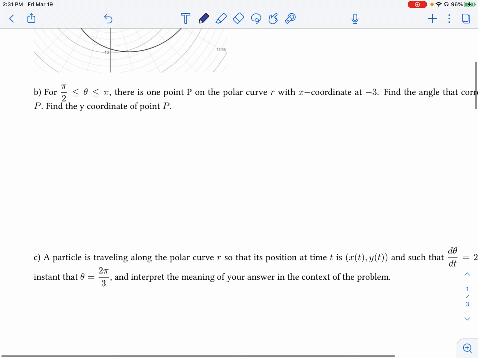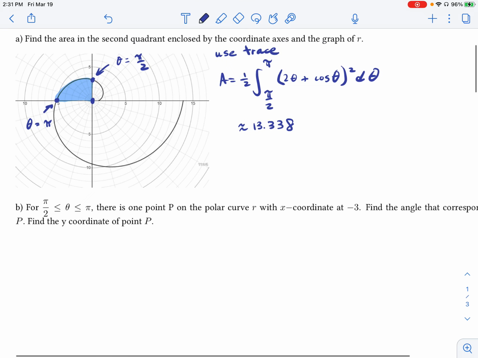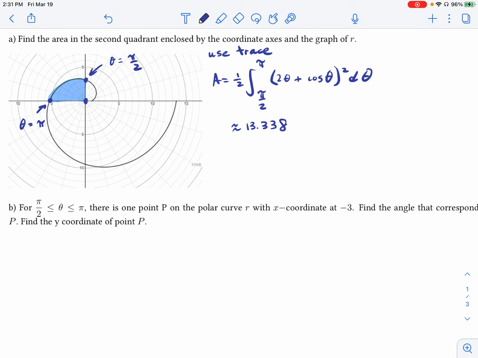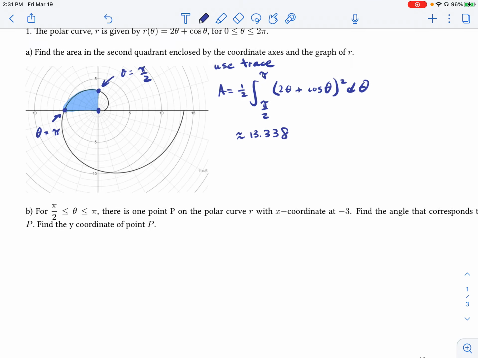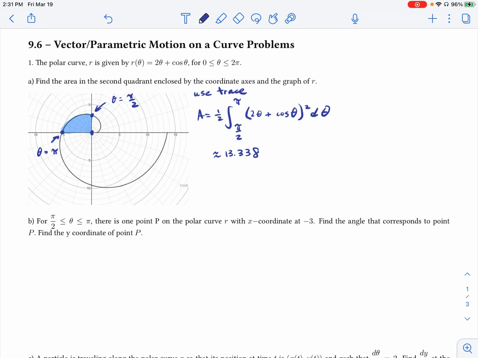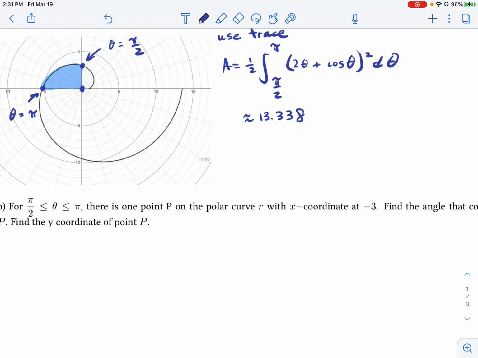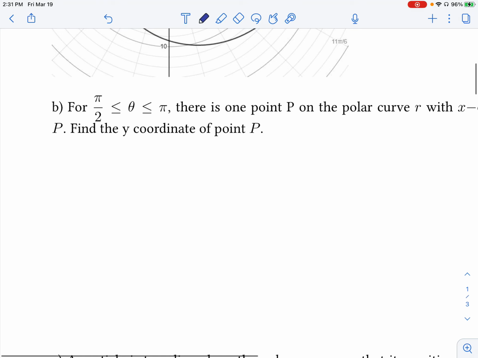For part B, in that same quadrant from pi over 2 to pi, there's some point P that exists on that polar curve where the x-coordinate is -3. We can roughly estimate where we think it is, but what we want to do is find the exact angle that corresponds to the point P, and then find the y-coordinate of that point P. So what do we know about point P?